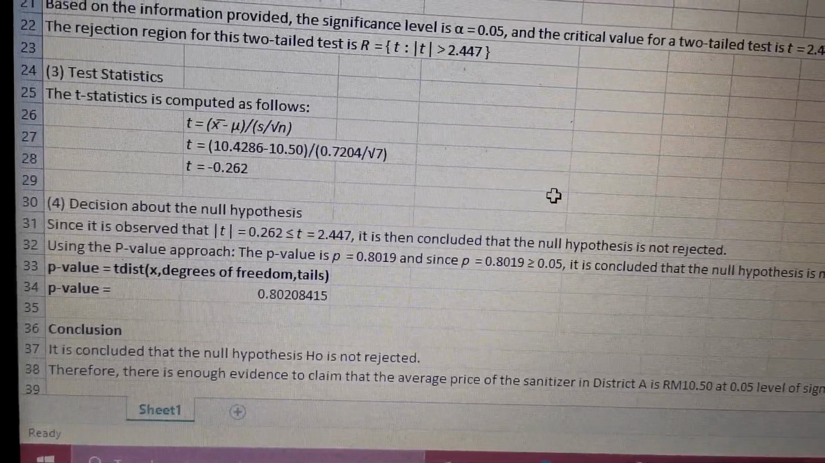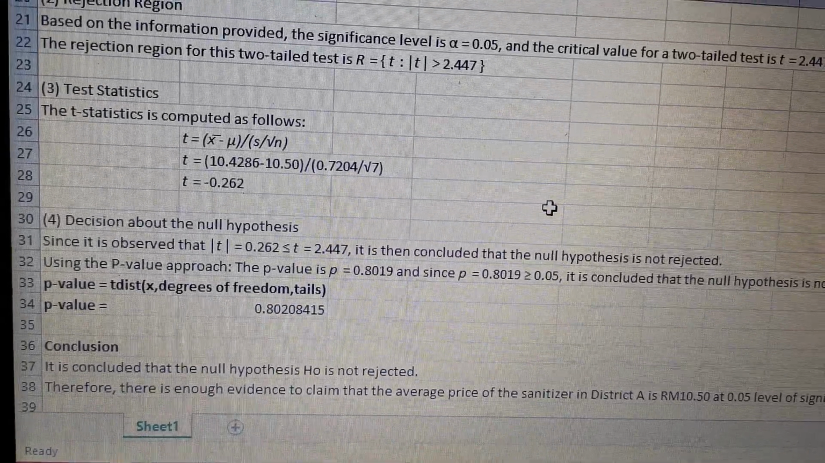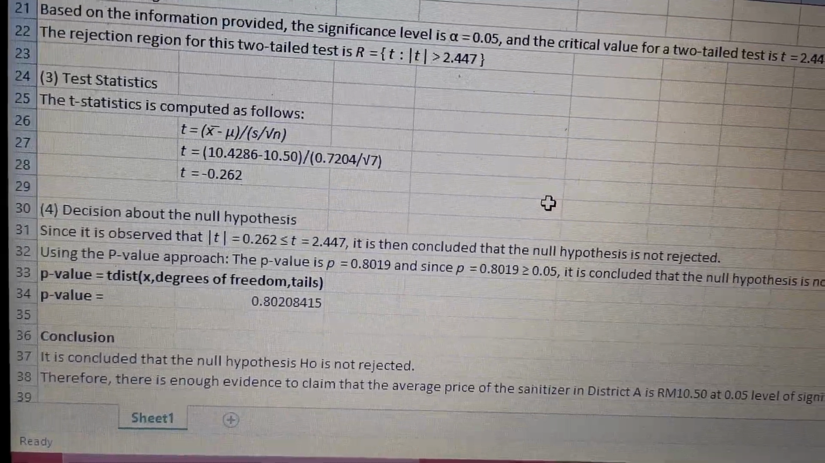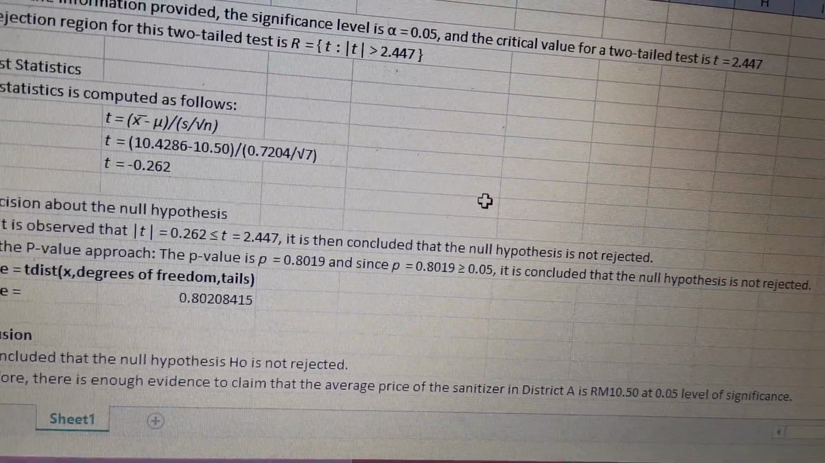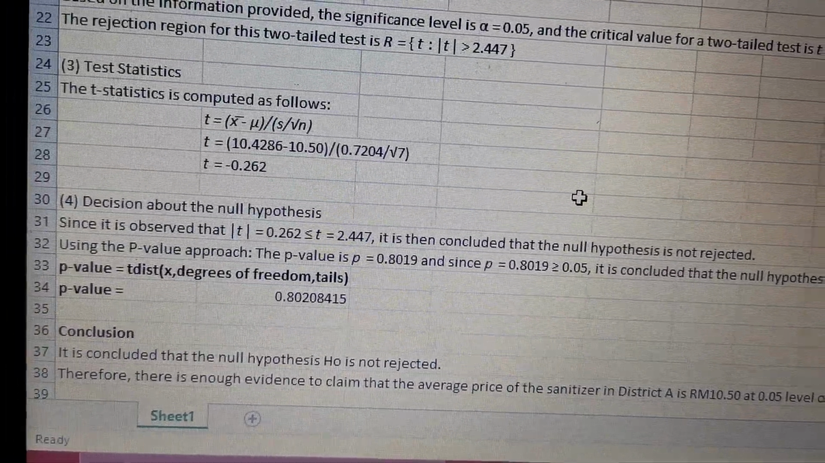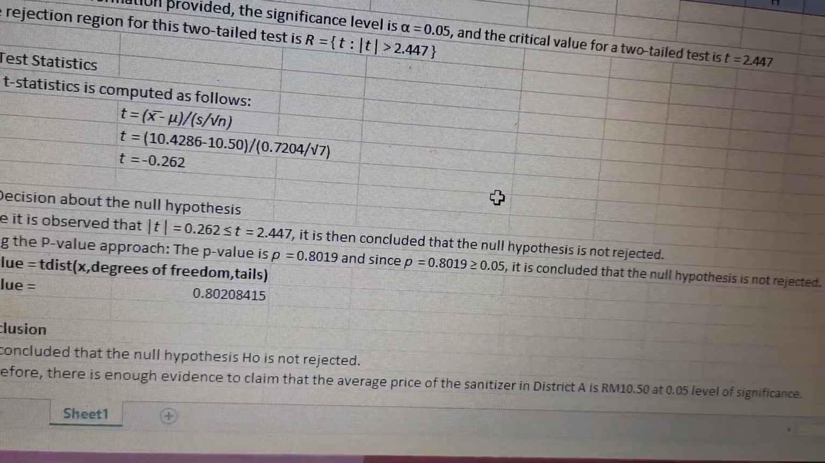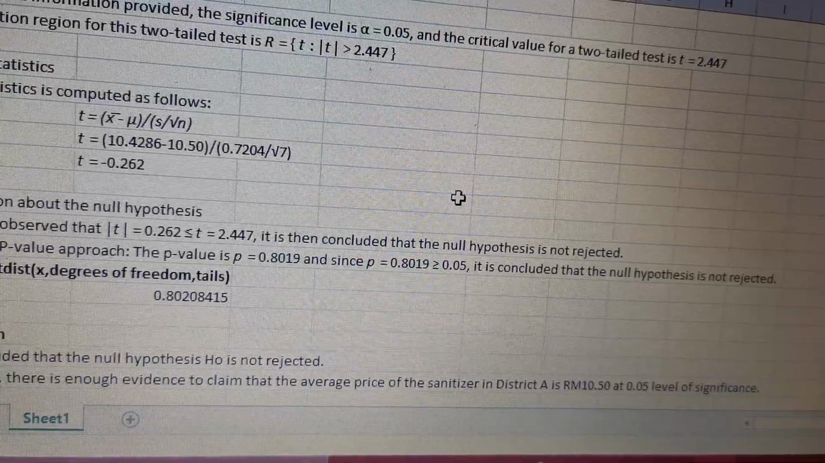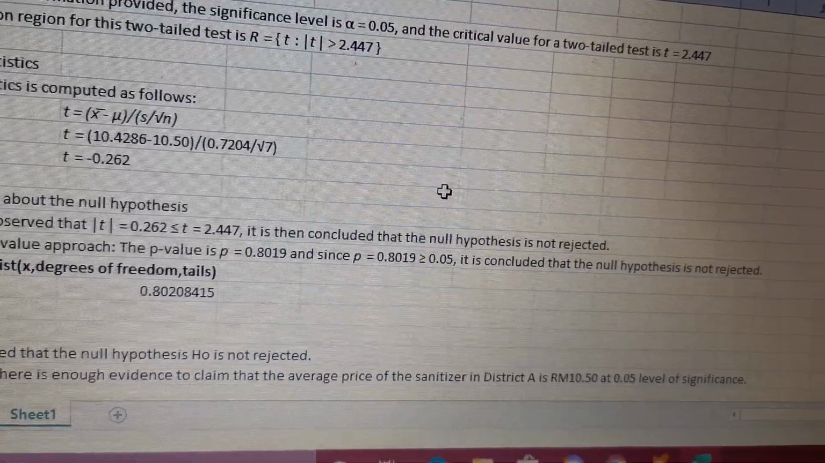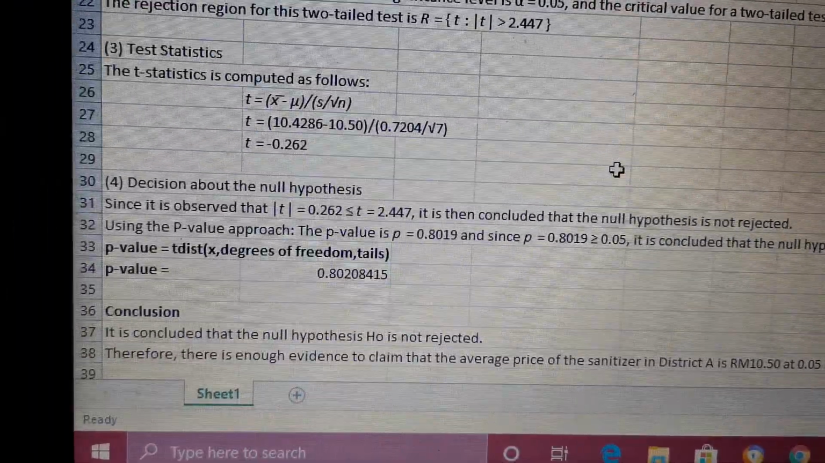Number 4, decision about the null hypothesis. Since it is observed that the absolute value of t, 0.262, is less than 2.447, it is concluded that the null hypothesis is not rejected. Using the p-value approach, the p-value is equal to 0.8019, and since the p-value is greater than 0.05, it is concluded that the null hypothesis is not rejected.